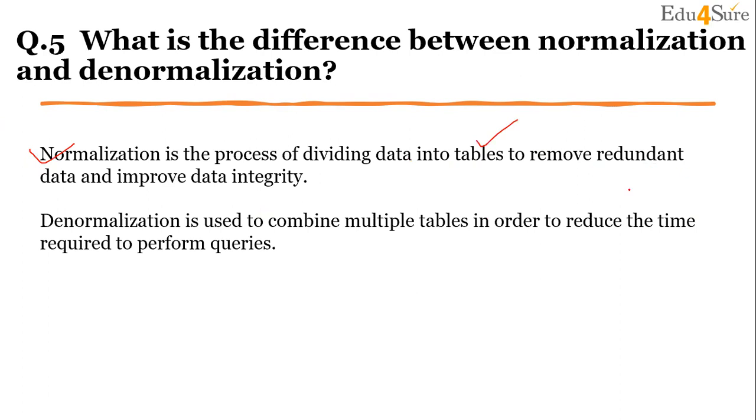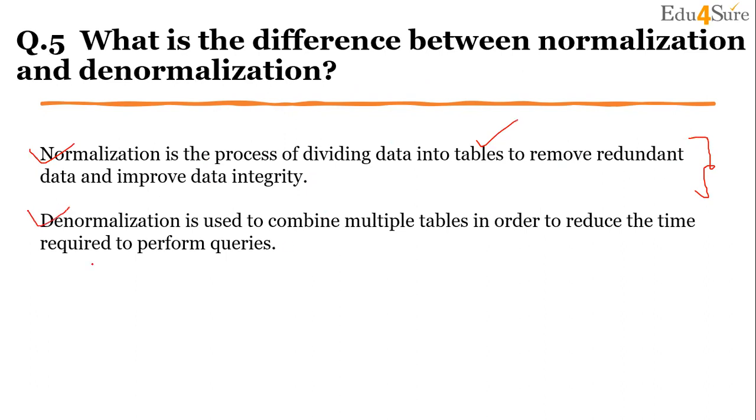Redundant means which is not meaningful. That is called redundant. It can be duplicate, it can be missing data, blank values, and improve the data integrity. So when we are fixing the data, we are preparing the data for data analysis. That is called normalization. And whenever we are doing the reverse process, that is called denormalization.